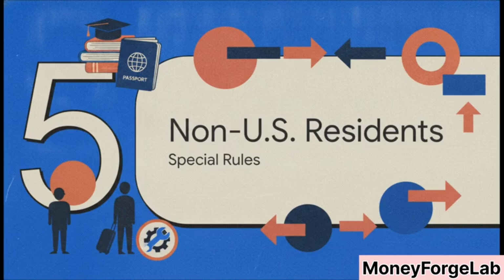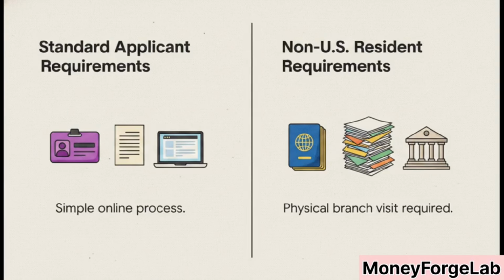Section 5, rules for non-U.S. residents. Everything we just covered is the standard path, but if you're an international student or a temporary worker, the rules definitely shift. You can see there's a pretty stark contrast here for non-U.S. residents. Without a standard Social Security number, you're going to face an extra layer of bureaucracy. You will absolutely need your passport, and you'll likely have to provide alternative verification documents to make up for the lack of a standard U.S. tax ID. And because of this extra paperwork, here's the real catch. You often can't just apply online. You might actually have to visit a physical branch in person to get everything verified by a banker.